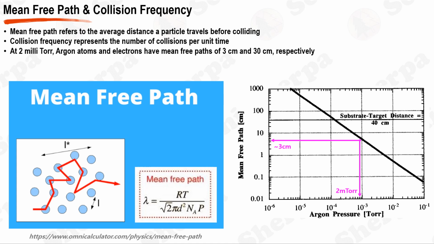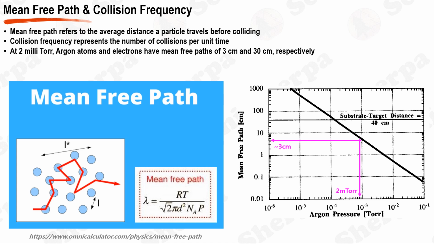Now, translating mean free path to collision frequency, if an argon atom has a mean free path of 3 centimeters at 2 millitorr, it implies that the atom, on average, collides once every 3 centimeters it travels. This collision behavior plays a crucial role in shaping the outcomes of semiconductor vacuum processes.